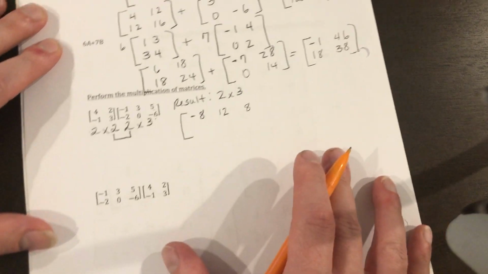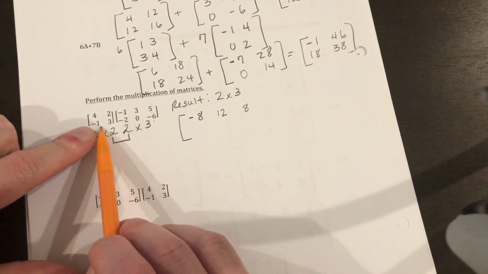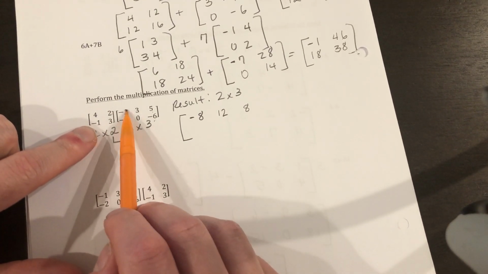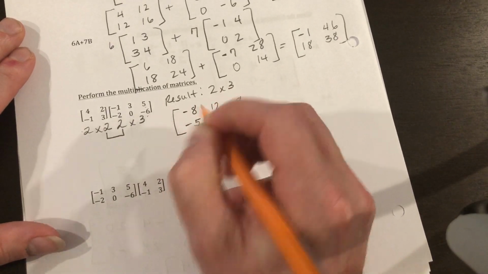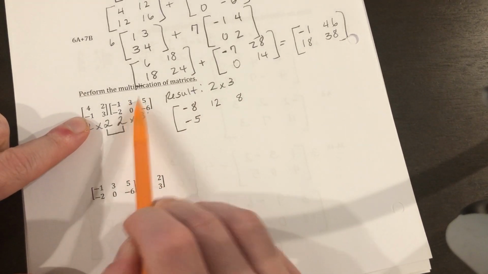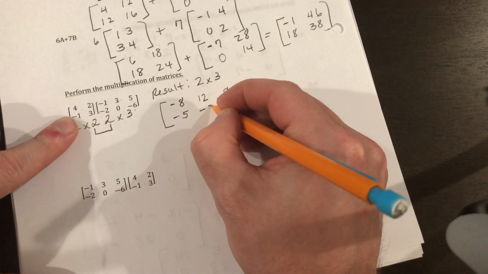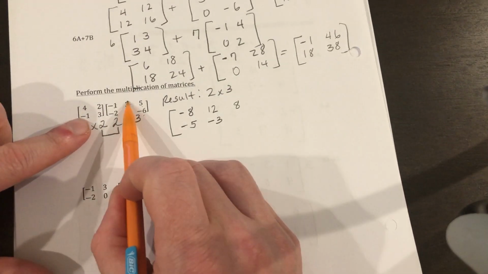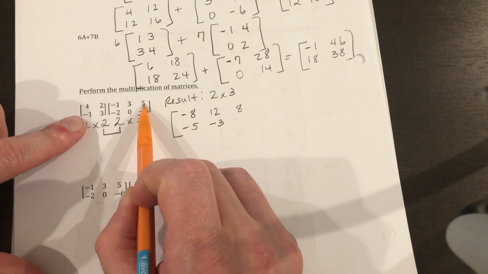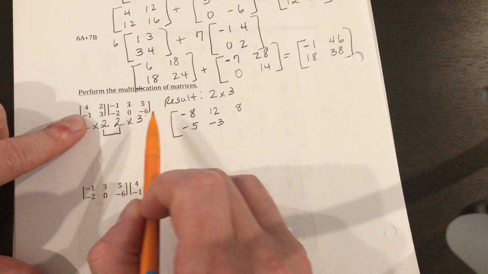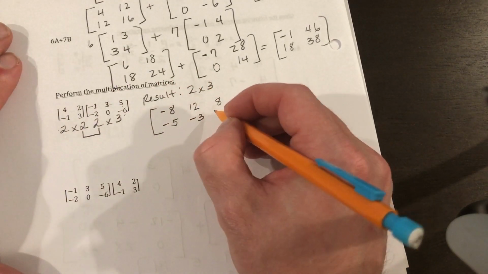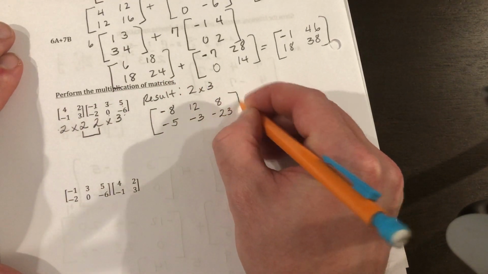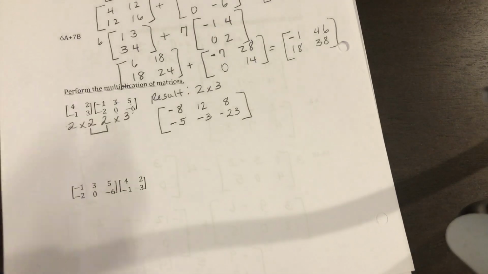Okay, now we're going to go to the next rows by columns. So 1 minus 6 is going to be a negative 5. Negative 1 times 3 is a negative 3 plus 0 is a negative 3. And negative 1 times 5 is a negative 5. Minus 18 is going to be a negative 23. Okay? And that is how we do matrix multiplication.